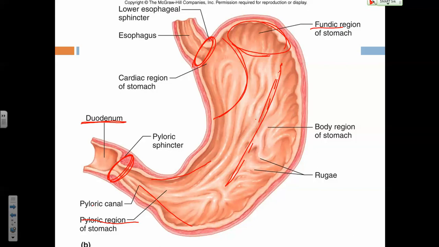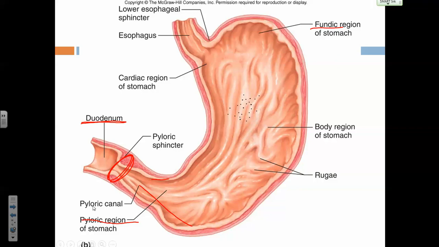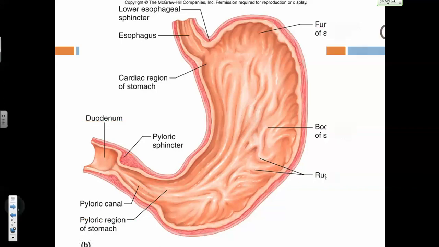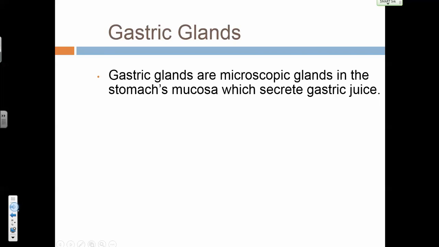Okay. All right, now, if we could take a really powerful magnifying glass and look at the surface of the mucosa, we would see tiny little openings in it, little microscopic openings in it that lead to tiny little microscopic glands within the mucosa. Those glands are called gastric glands, and the openings into them are called the gastric pits.